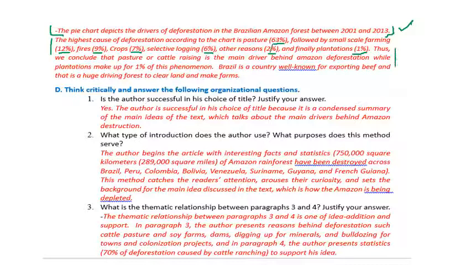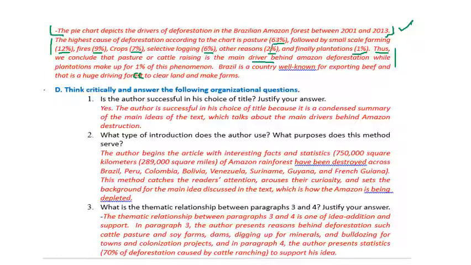So what do we conclude? We write, thus we conclude that pasture or cattle raising is the main driver or reason behind Amazon deforestation, while plantations make up for 1% of this phenomenon. Another conclusion I make, Brazil is a country well known for exporting beef, and that is a huge driving force to clear land and make farms, because Brazil gets a lot of money from exporting beef to other countries.